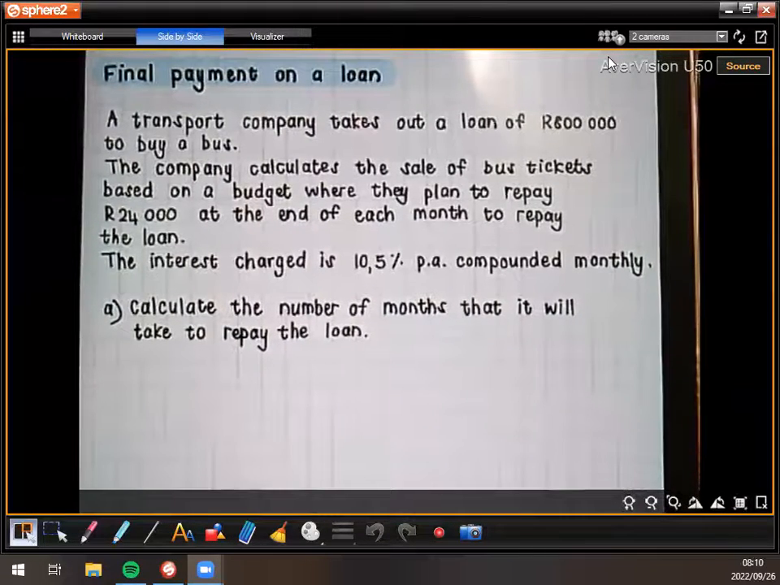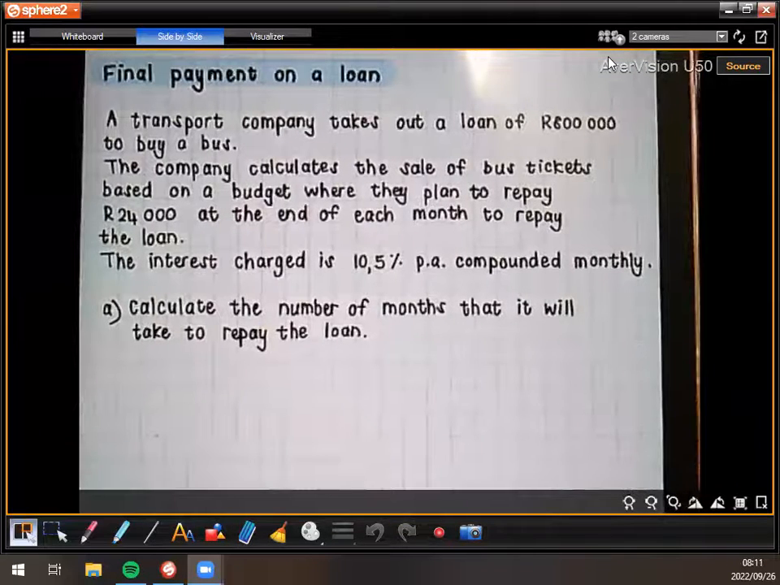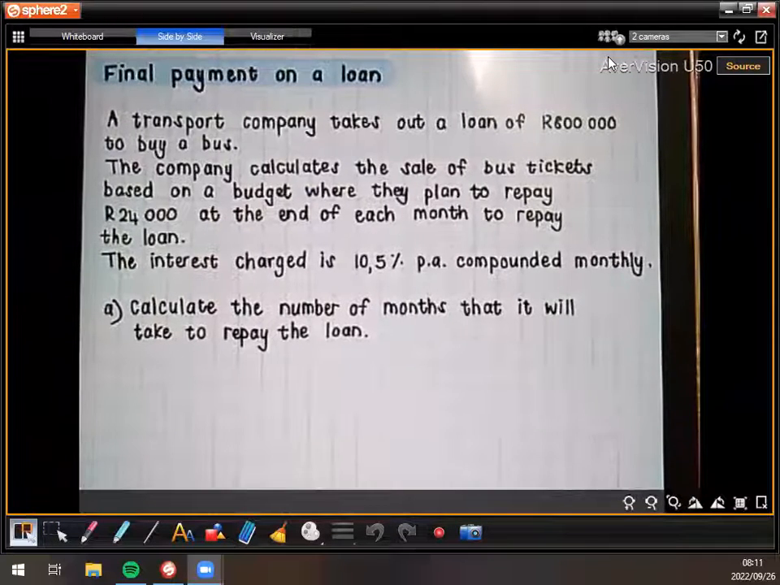I'd like you guys to do that first one on your own. You are able to. You've done questions like this before. So you guys remember, it's a loan, so we're gonna have to use the present value formula. And they ask me for the number of months, so that's gonna be n. That's what you're gonna have to solve for in this question. You need to solve for n.